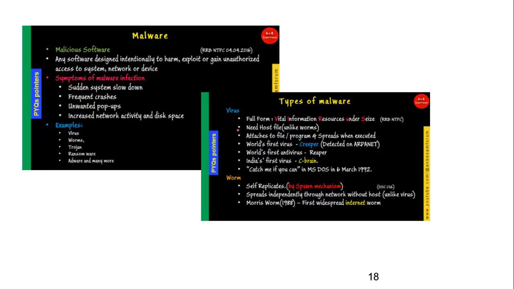And there are a few other pointers that we have discussed, like India's first virus name is C-Brain, whereas the world's first virus is Creeper. Okay, and the first antivirus that was used to remove that virus is Reaper. Okay, and the most important characteristic is that it needs a host file to execute and spread. Okay, and all such pointers we have already covered in malware, so I'm not going to repeat them once more.